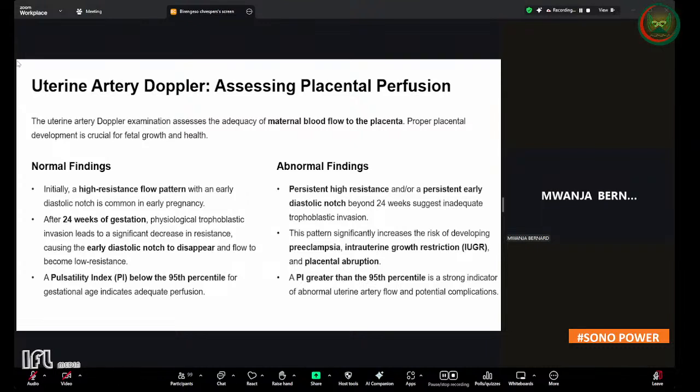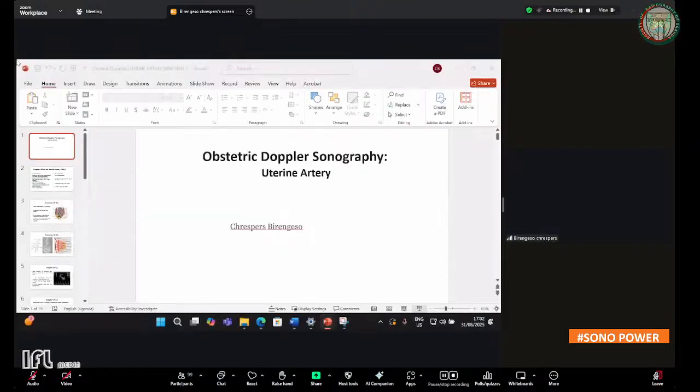Okay, technically, what we are talking about is the presence of an early diastolic notch issue in the uterine artery.